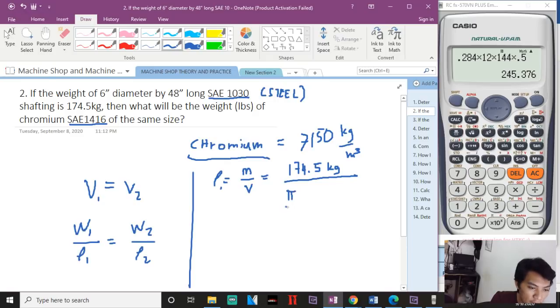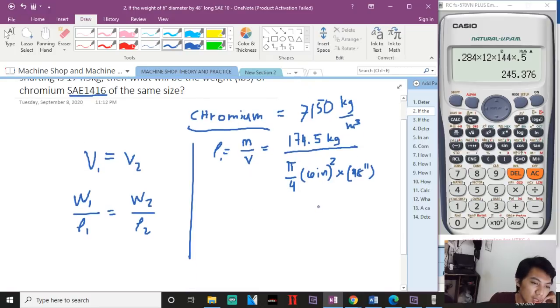Tapos ang volume mo, since that is cylindrical, that is pi over 4 D squared, D is 6 inches, tapos squared natin, times L, that is 48 inch. Okay, convert na lang natin yung 174.5, that is density 1. O ito na lang, gawin nating meter cube. Okay, pwede natin gawing meter cube yan.